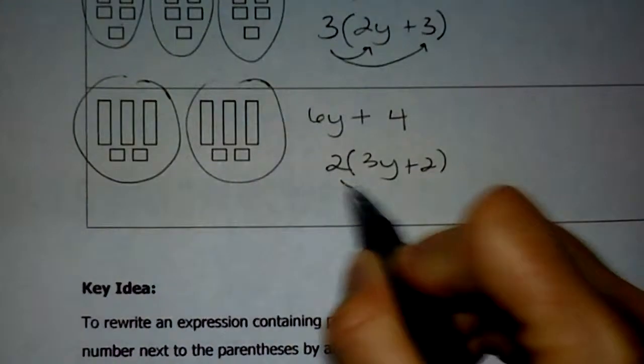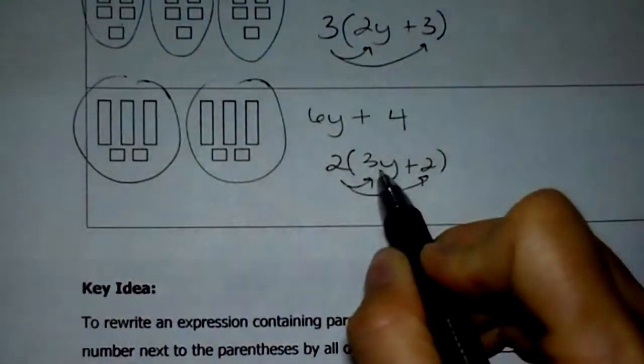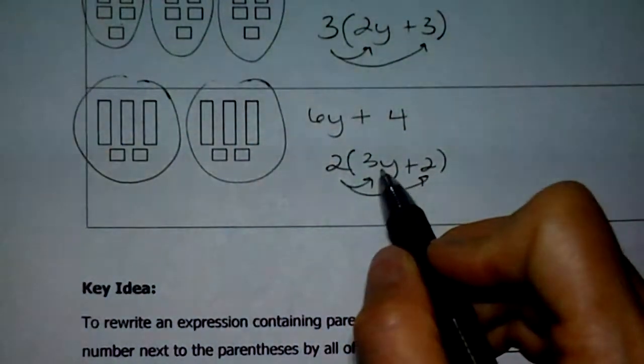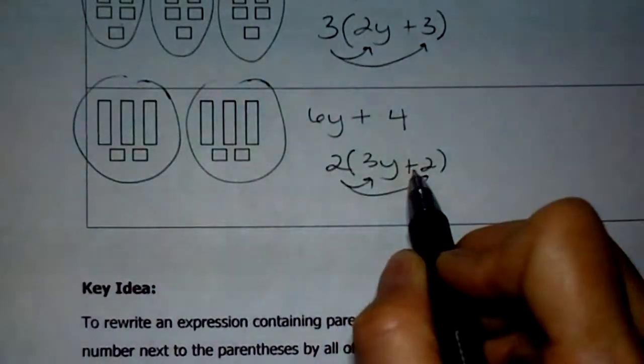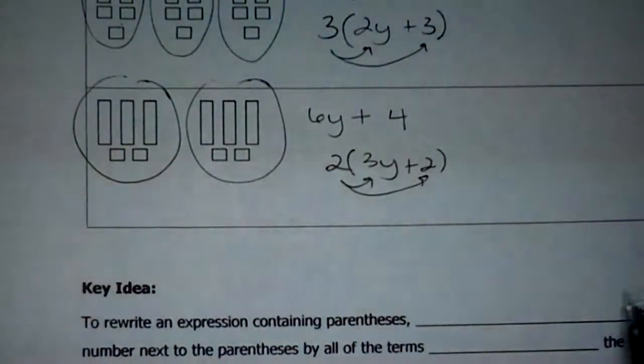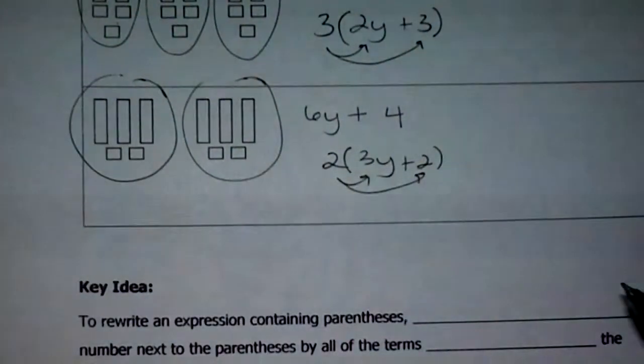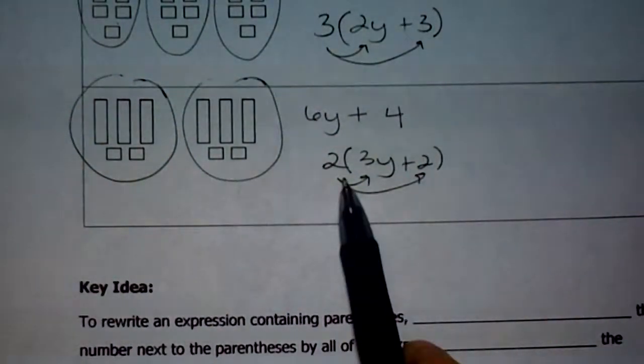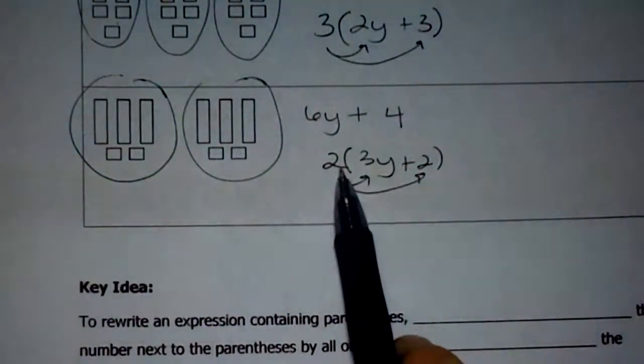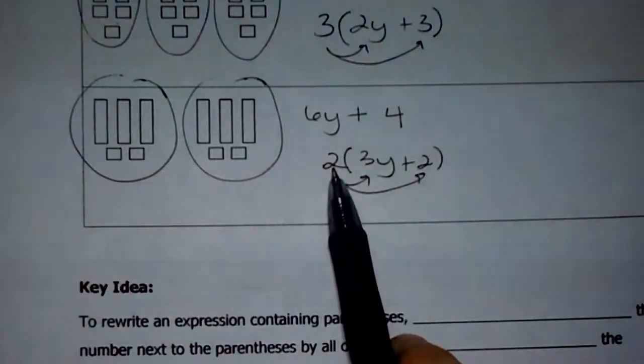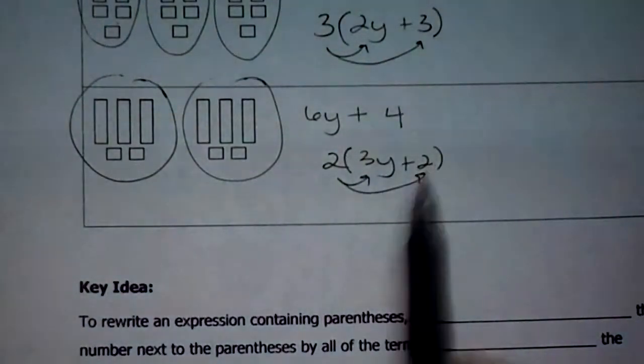3rd time's a charm. 2 times 3y. So that means you have 3y and another 3y, which makes 6y. Plus 2 times 2 is 4. Yes. So this is the distributive property. All you're doing is taking the number on the outside of the parentheses and you're multiplying it by each term on the inside. And that's what these little blanks are all about down here.